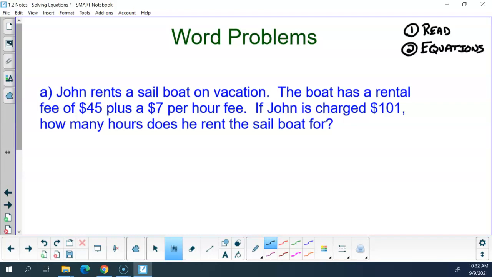Okay. So John is renting a sailboat. You know that. Boat has a rental fee of $45. So no matter what, he's got to pay that $45 flat fee. Okay. So what would that be in my equation? Plus 45 somewhere in the equation, right? Okay. So let's start out with plus 45, or positive 45.